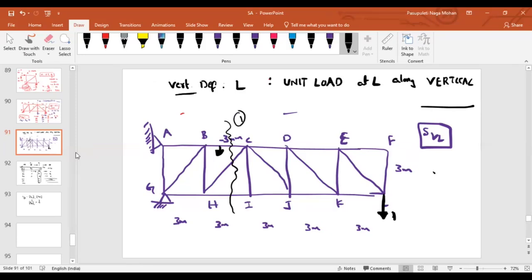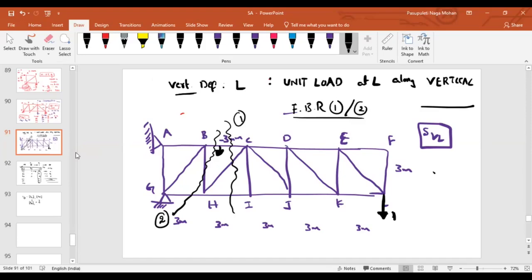Can you tell me any other section that is possible in this case? Consider a section through BC and GH. This is also a possible case, isn't it? Either you consider section 1 or section 2. In both cases, three members are separated, so whether you take the free body diagram of section 1 or section 2, your answer will be the same. Take the free body diagram of either one and find the force in member BC.